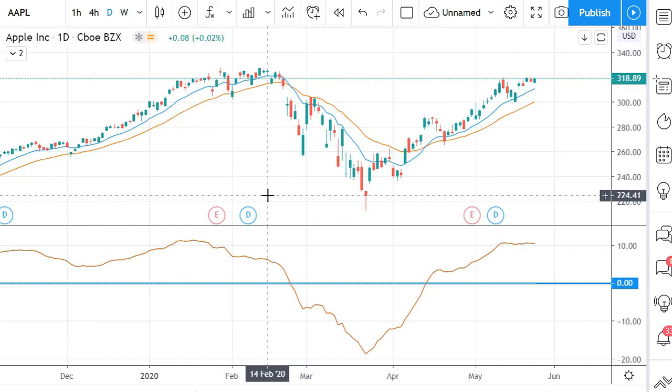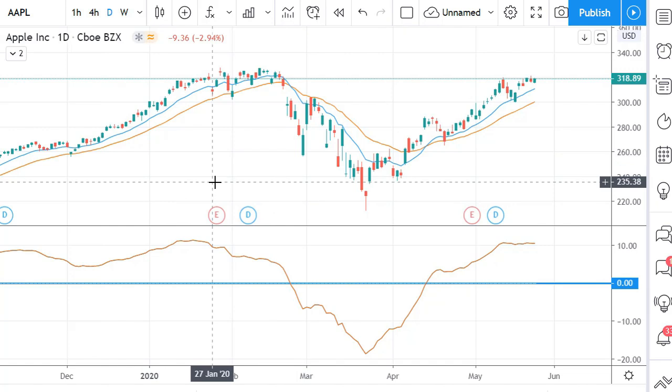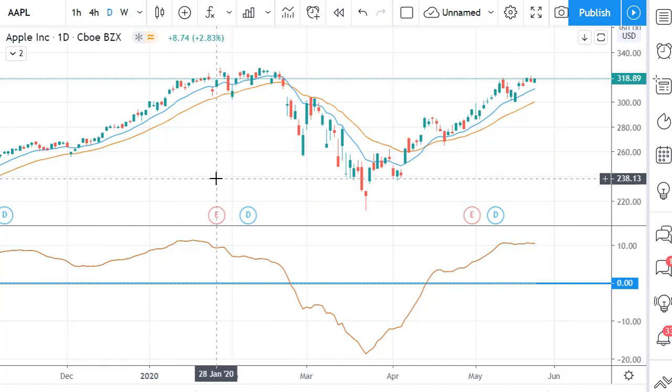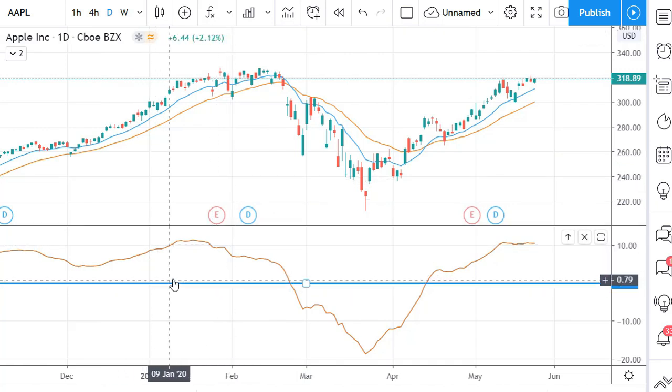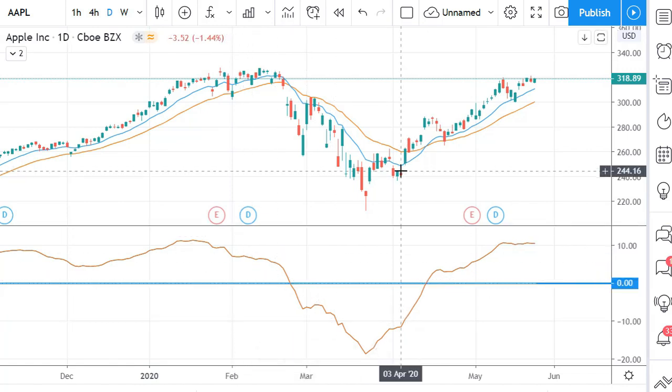Now, Apple is a very nice candidate to show this on because it is a very trending stock. We could easily find some other candidates that were more sideways and choppy, and in that case we would see a lot of false signals. But right now we can see that on Apple it is working fairly well.